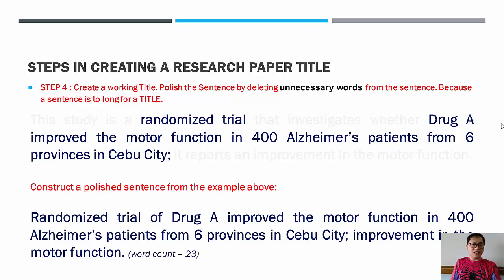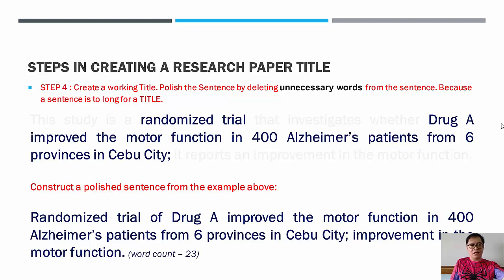So, when you already have the complete sentence, you polish it, and then you can have now the polished or constructed sentence from the example above. So you have: randomized trial of drug A improved the motor function in 400 Alzheimer's patients from 6 provinces in Cebu City. Improvement in the motor function. So word count is 23. So the word count is only 23. So it is okay, it is good from that sentence.